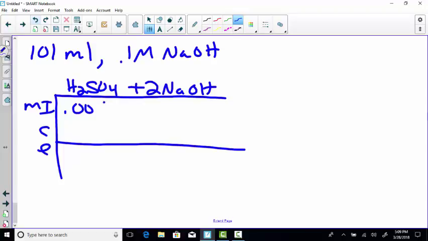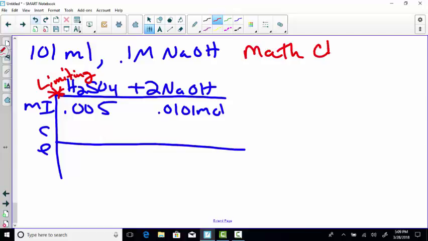Still 0.005, except we do get an interesting development now, because this is now 0.0101 moles. I hope I don't have to show you how to calculate that anymore. You should be able to do that. But one of the things that you now see, or should see, is this is the limiting reactant now, which means we need to change the math a little bit. So at this point, our math changes.